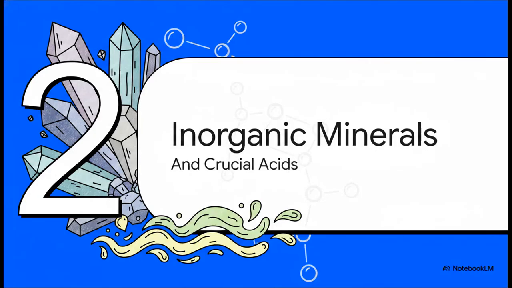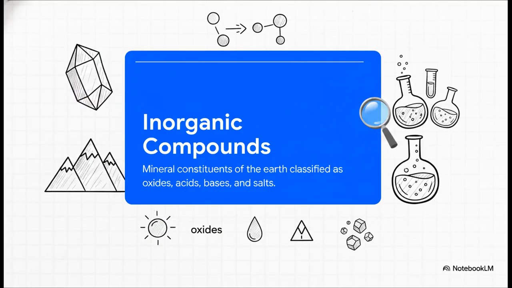Section 2. Inorganic minerals and crucial acids. Moving on to inorganic compounds. These are all the fundamental materials that make up the mineral constituents of the Earth's crust. They generally don't contain carbon and are typically found in nature as non-living things. To make sense of all this, chemists classify these inorganic heavyweights into 4 main groups: oxides, acids, bases, and salts.